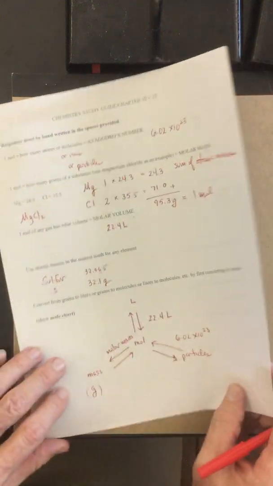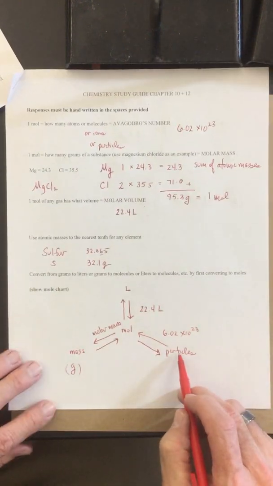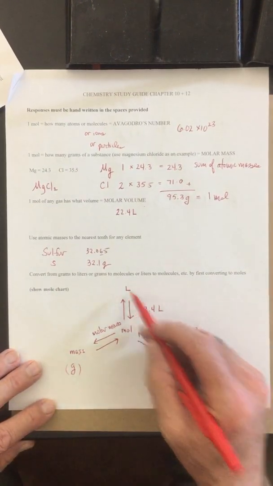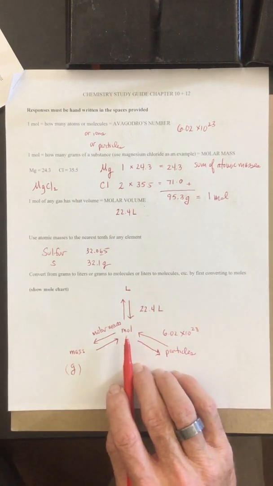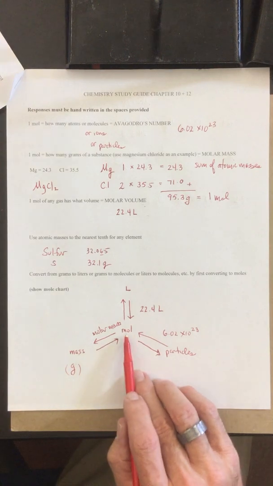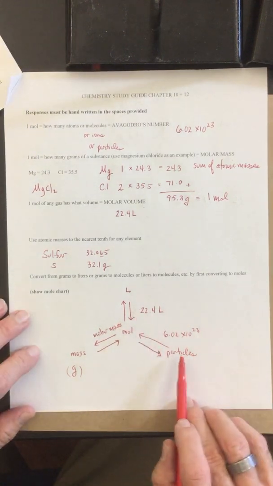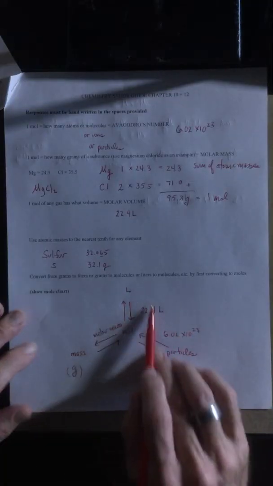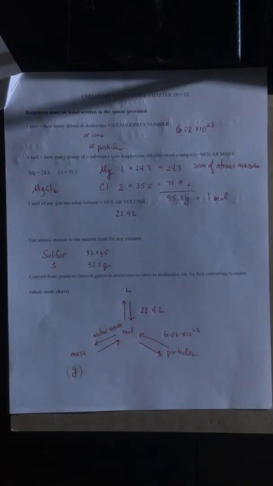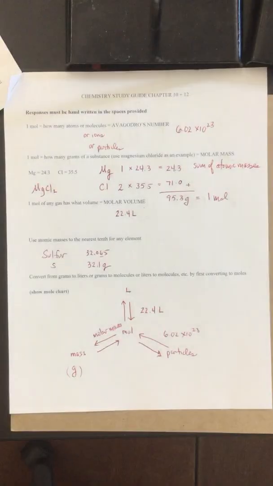So I'm going from molecules, or particles, over here, and I want to go to liters. So again, I need to pass through this, which is mole city. So I first need to convert to moles, then after moles, then I need to convert to liters. So I'll be using Avogadro's number first, and then I'll be using the molar volume, which is 22.4. I'll be using that second.